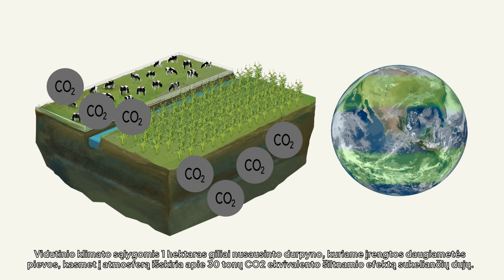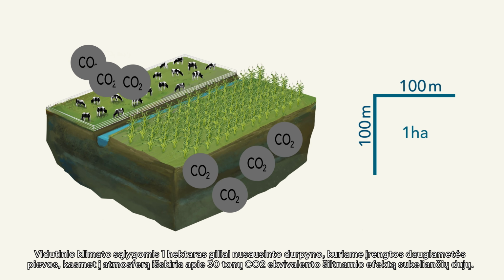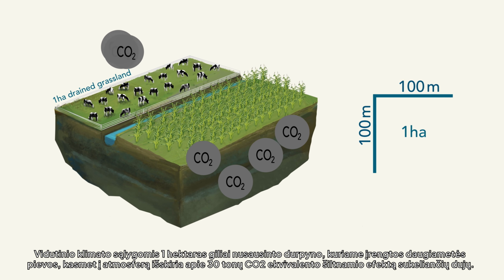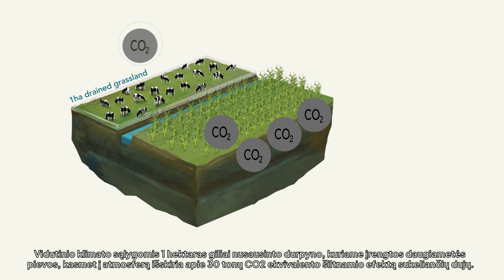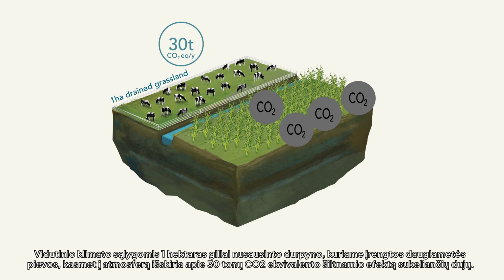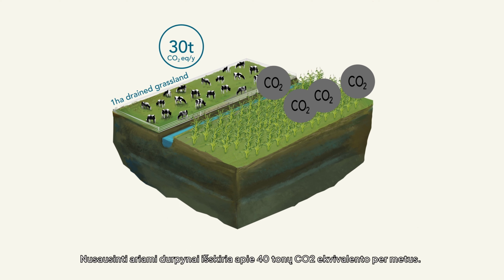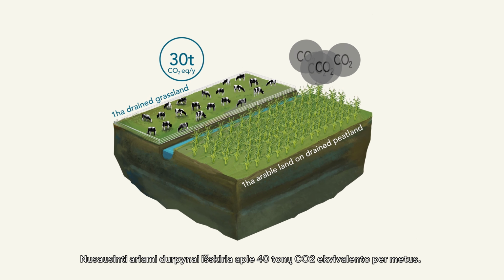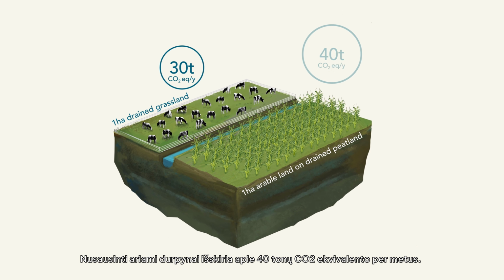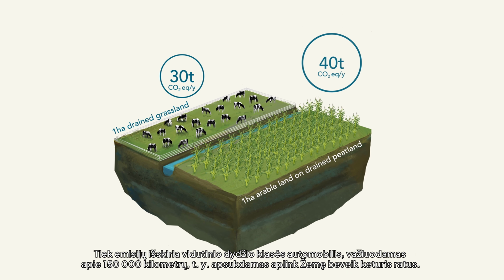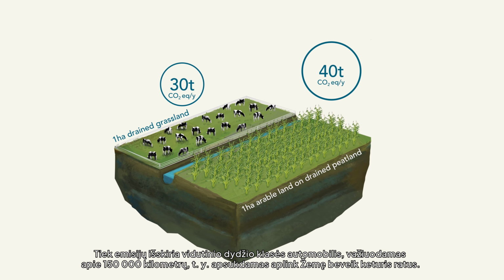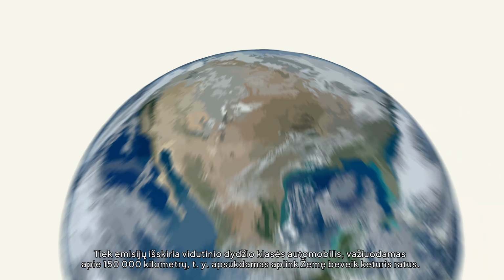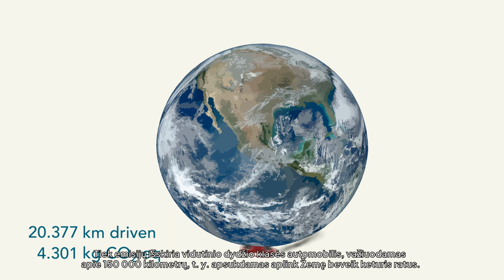Under temperate climate, 1 hectare of heavily drained peatland, used as grassland, releases about 30 tons CO2 equivalent greenhouse gas emissions per year. Conventionally managed arable land on peatland releases about 40 tons of CO2 equivalent greenhouse gas emissions annually. On average, this corresponds to 150,000 kilometers driven in a medium-sized car. Literally speaking, that's almost 4 circumnavigations of the world.